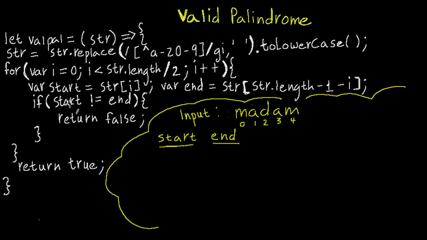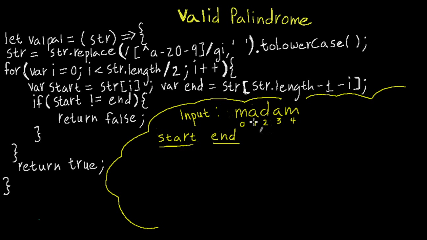Anyways, if start does not equal end, which means at any one point both pointers don't have the same character, then that immediately disqualifies the string as being a palindrome, and we return false. But if at every iteration both pointers have the same character until they meet in the middle, then that's perfectly palindromic. Now let's walk through this real quick.